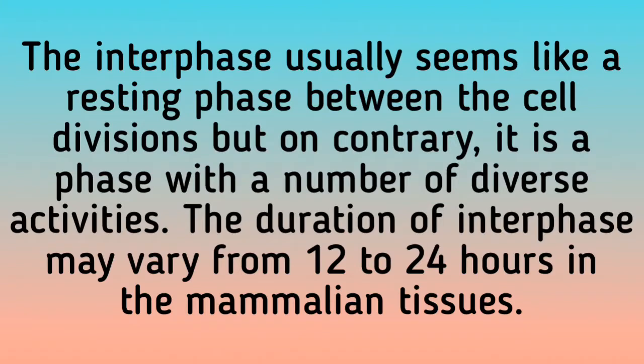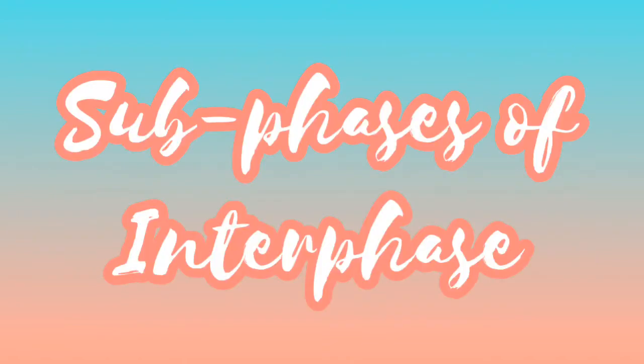The interphase usually seems like a resting phase between the cell divisions, but on the contrary, it is a phase with a number of diverse activities. The duration of interphase may vary from 12 to 24 hours in the mammalian tissues.